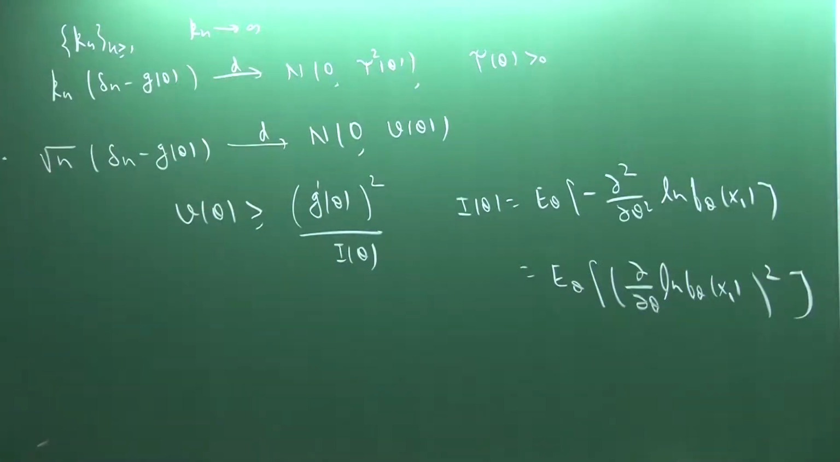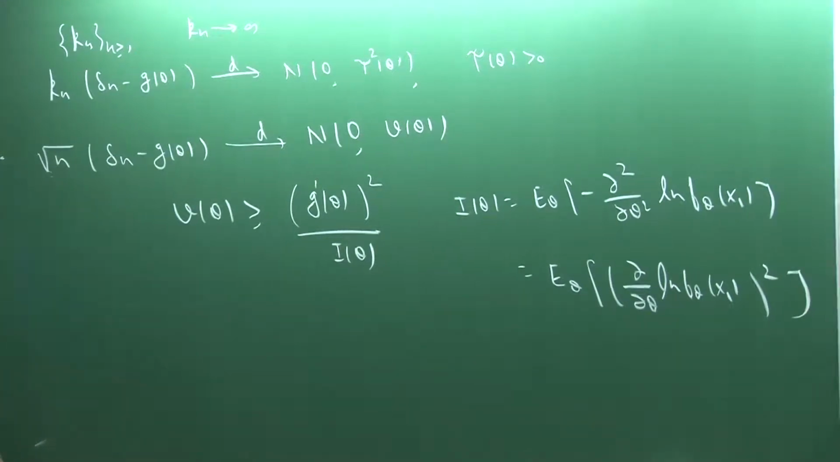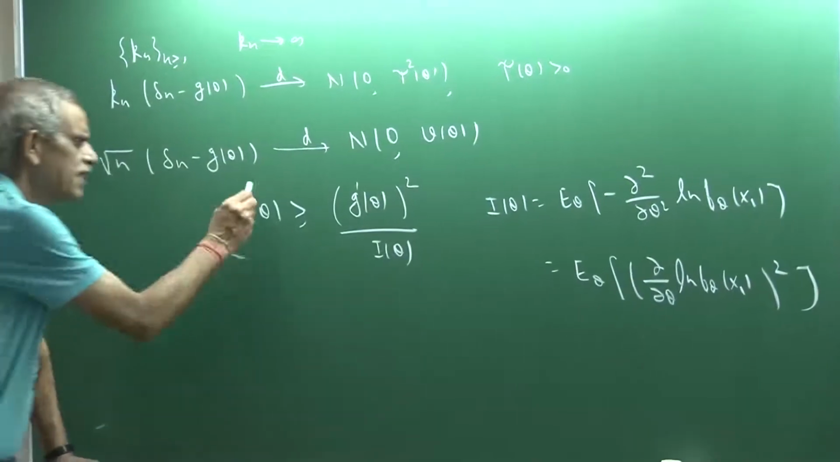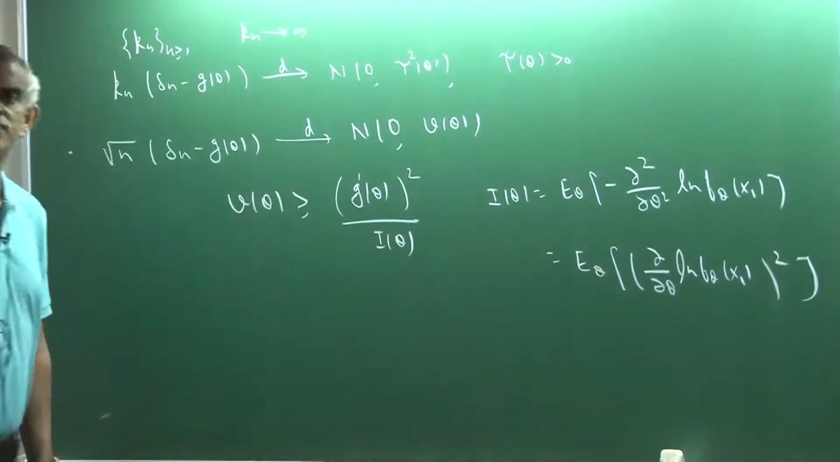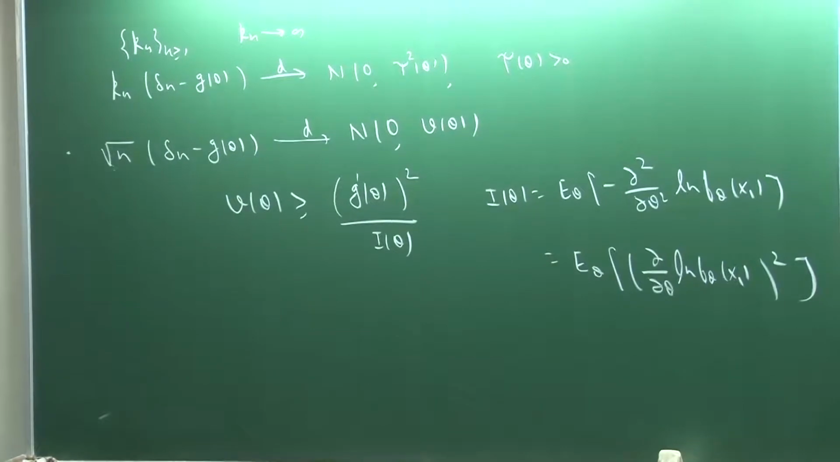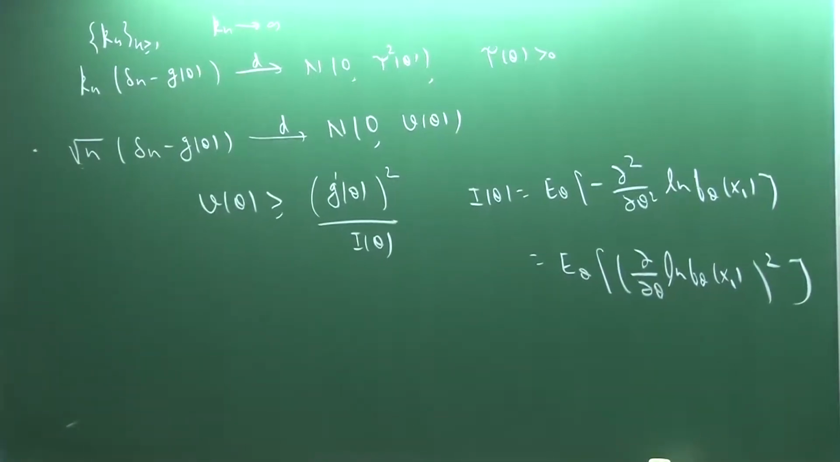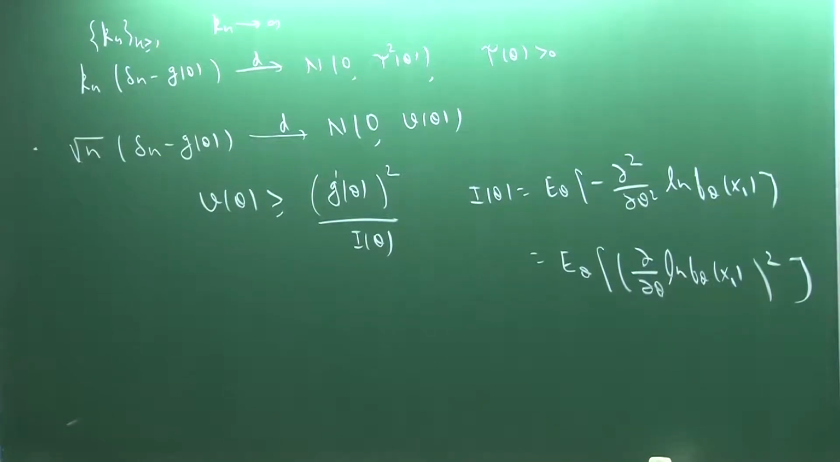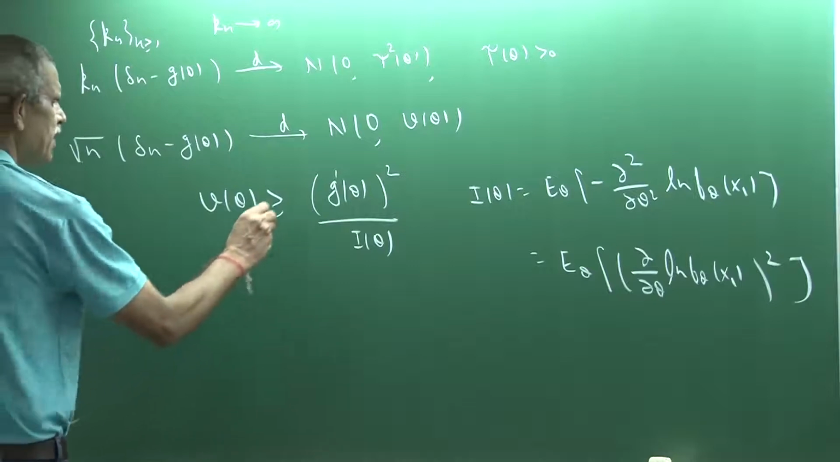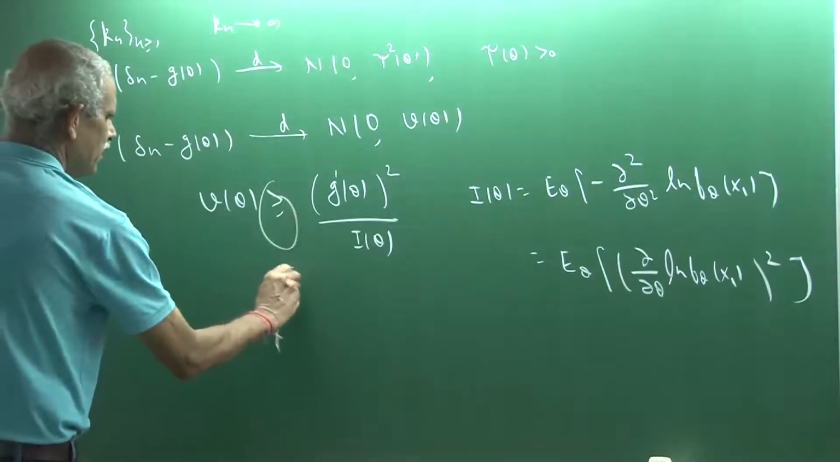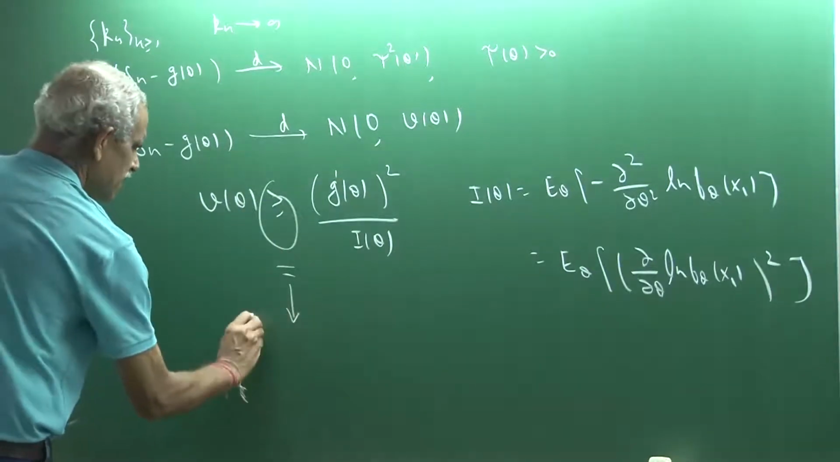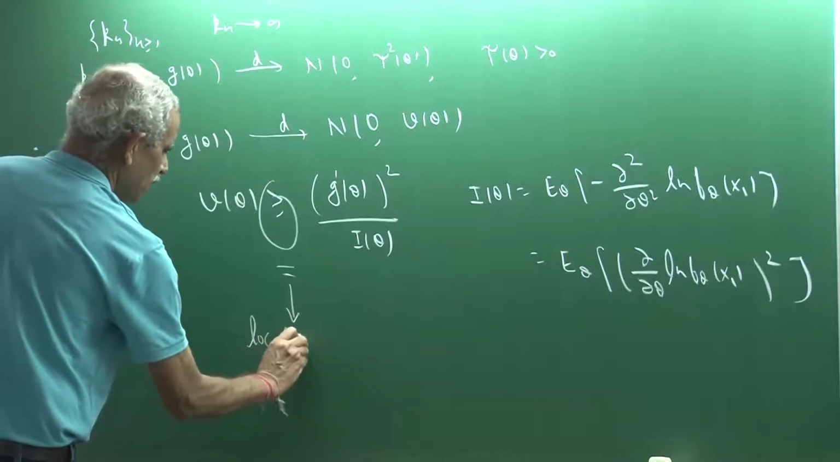So what this suggests is that for any estimator for which the rate of convergence is 1 upon root n, v theta would always be greater than or equal to this thing. So this suggested that I can talk about when I say an estimator is asymptotically efficient. I say an estimator is locally efficient if this equality is attained. Such an estimator is called a locally efficient estimator.